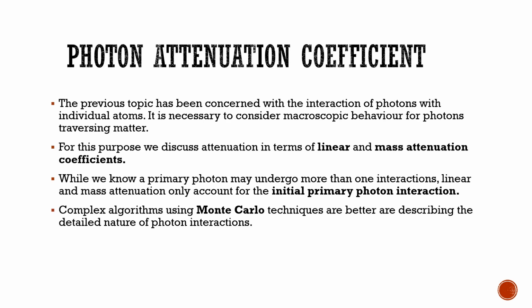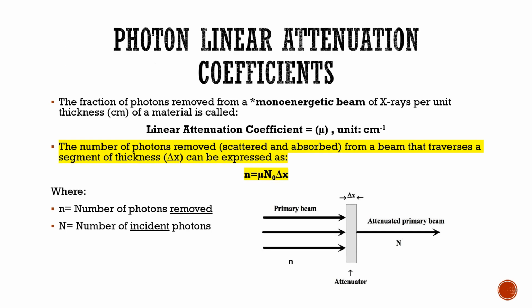So previously we were more engaged with the interactions with matter. However, it is necessary to consider the macroscopic behavior of photons as they traverse a material. So for this purpose, we will introduce two new concepts: the linear and mass attenuation coefficients. While we know a primary photon may undergo more than one interaction, the linear and mass attenuation coefficients only account for the initial primary photon interaction. This is better modeled using complex algorithms such as Monte Carlo, and it gives a better understanding of how photons undergo interactions. We will first talk about the linear attenuation coefficient of photons.